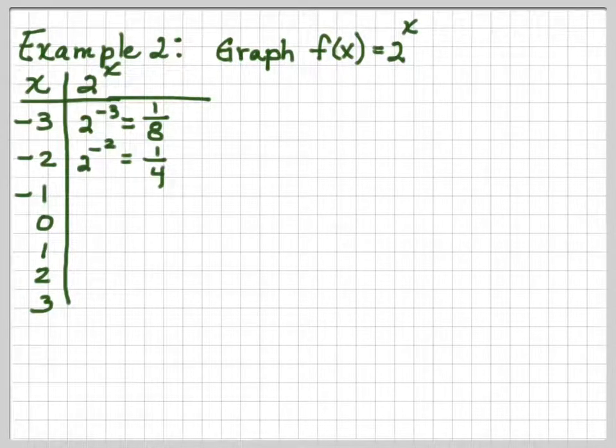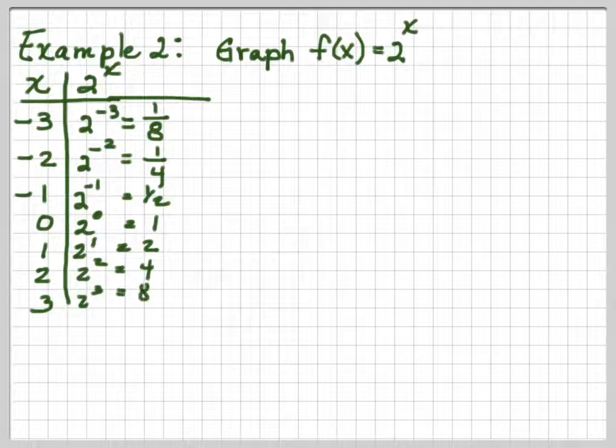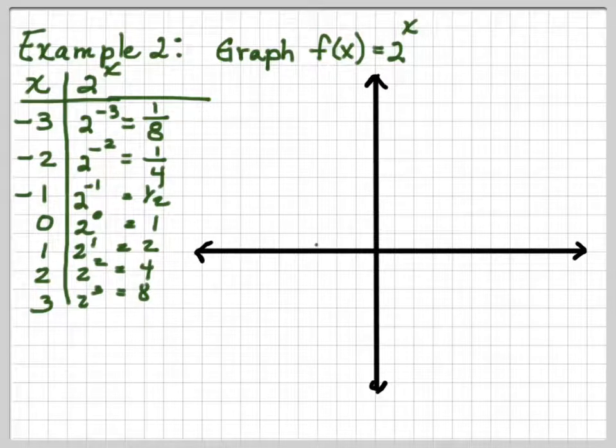So when x is negative 2, you'll have 1/4. When x is negative 1, you'll have 1/2. And x is 0, you have 1. 1 is 2, 2 is 4, 3 is 8. So if we want to graph this, there's our negative 3, 1/8, and so on. Negative 2, 1/4, negative 1, 1/2, 0, 1, 1, 2, 2, 4, 3, 8. And if we connect all of these, that's what our graph looks like. I'm not real good at drawing it, but that's about what it should look like.